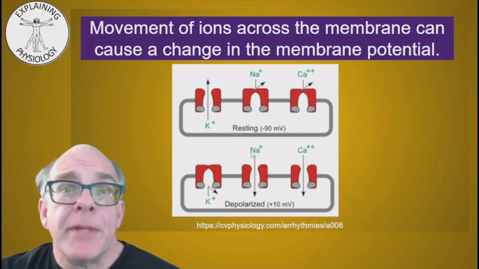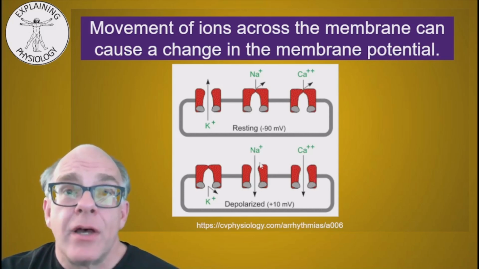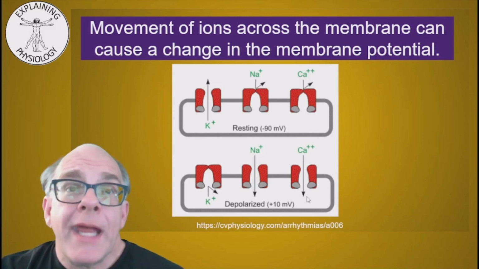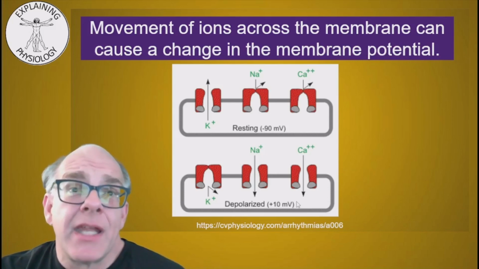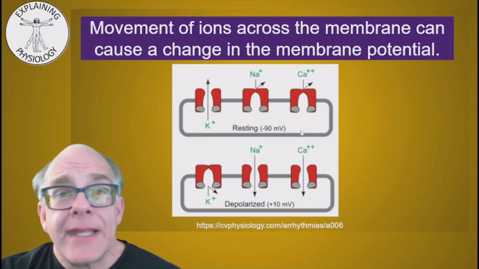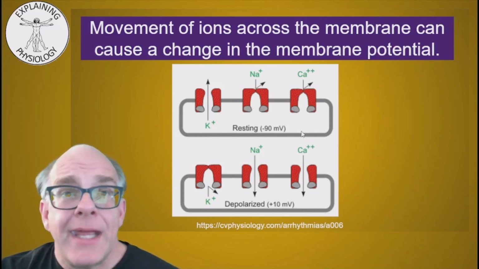Both of these are going to be driven by their electrochemical gradient inside of the cell. So sodium is going to be pushed inside of the cell. Calcium, with two positive charges, is going to be pushed into the cell. So what happens then is that these positive charges are going to accumulate inside of the cell, and we're going to make the inside of the cell now more positive than it was at rest. And that's going to be important when we take a look at the properties of nerves and muscles.